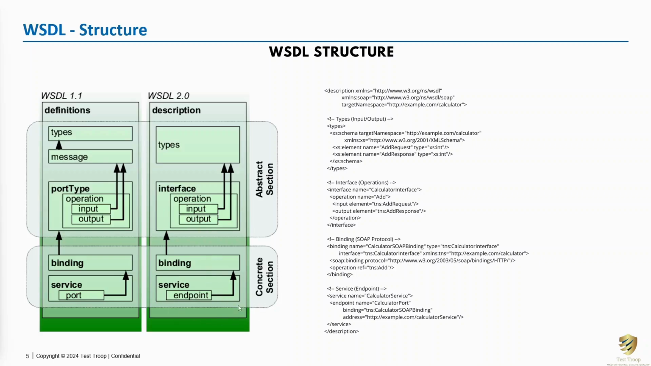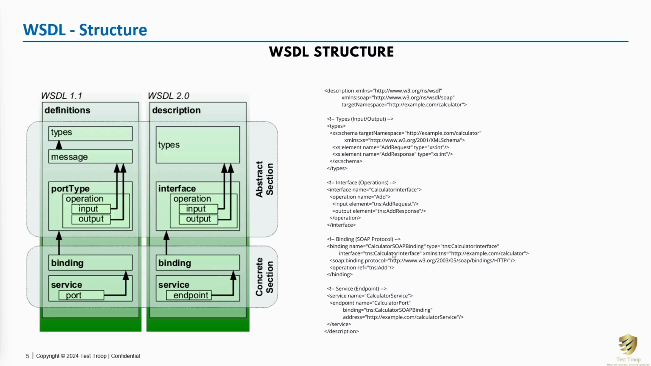Let's start with the concrete section from the bottom. The first one is service. Service indicates where the web service is located. It tells about the endpoint of your web service. If you go to this WSDL example document, this service has two attributes, the binding and address. Address tells the endpoint, and binding is the one which maps to the binding section.